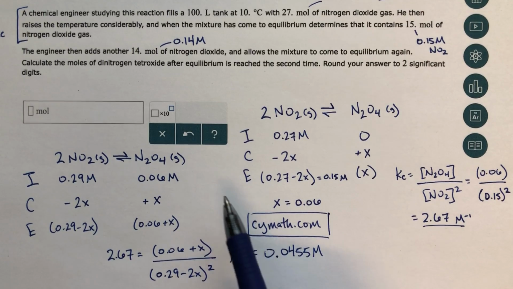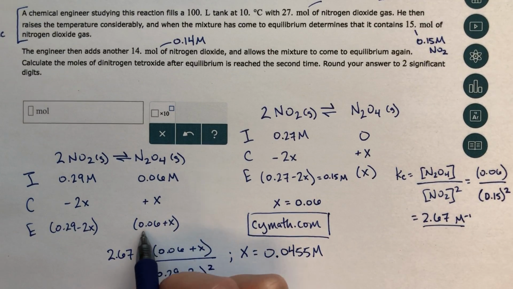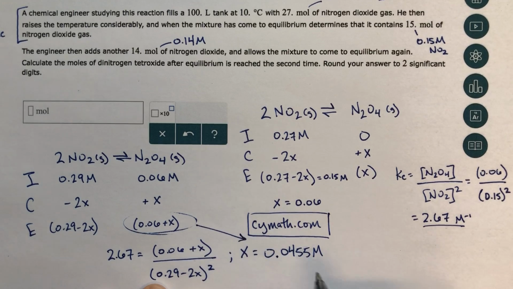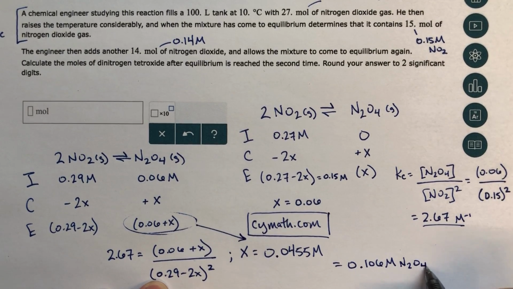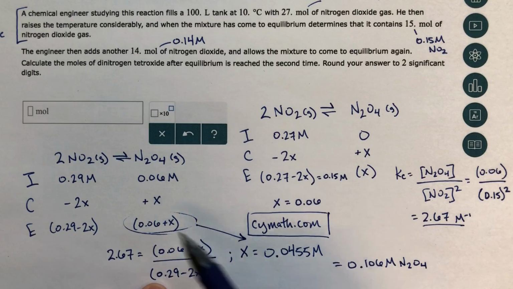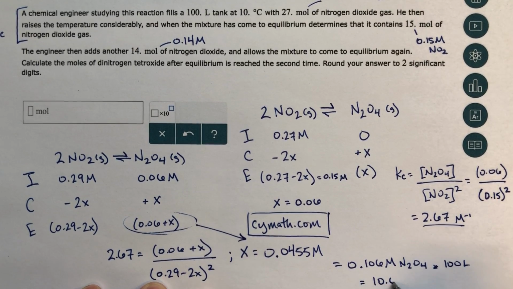Now what we're looking for is the number of moles of N2O4 at equilibrium, after our second equilibrium. This calculation gives us the molarity of N2O4 at equilibrium, so we add these two numbers together, which equals 0.106 molar N2O4. Then I multiply that by 100 liters to convert back to moles, because we want our final answer in moles. That equals 10.6 moles of N2O4.